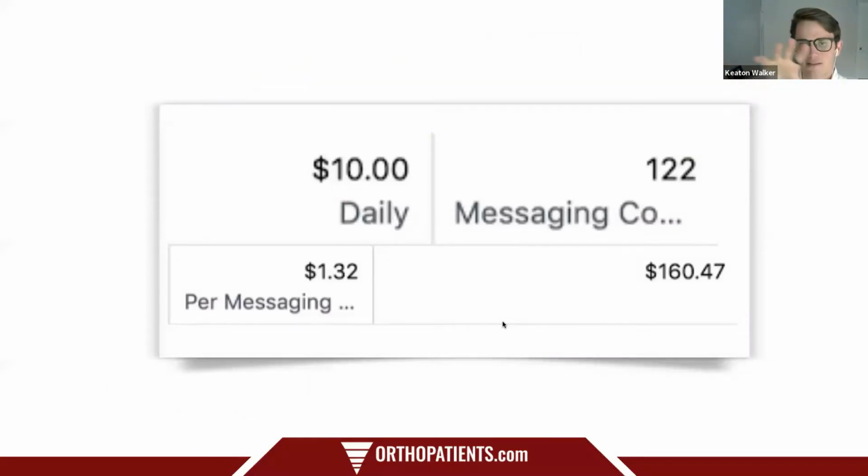This is a screenshot from the back end of a Facebook ads account of one of our clients. They're spending about $10 a day. This obviously was a few months ago.